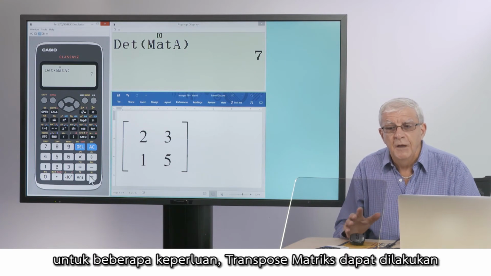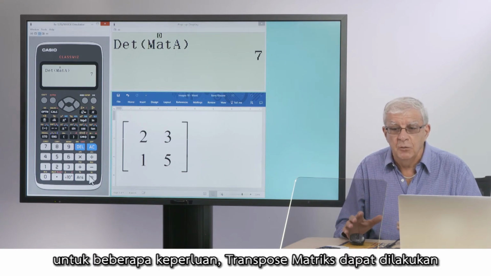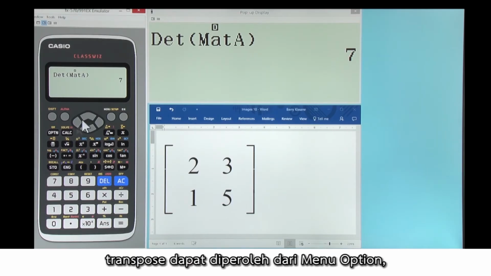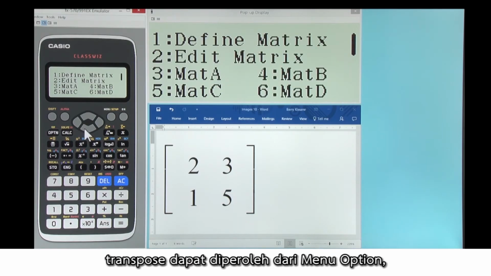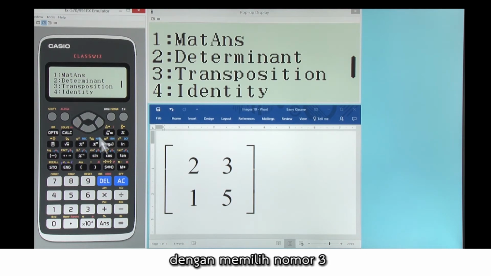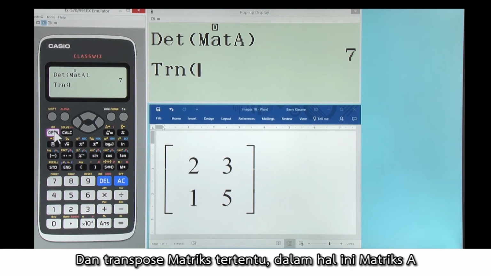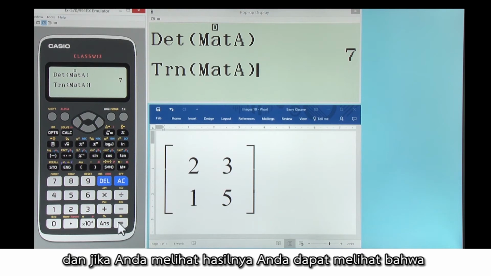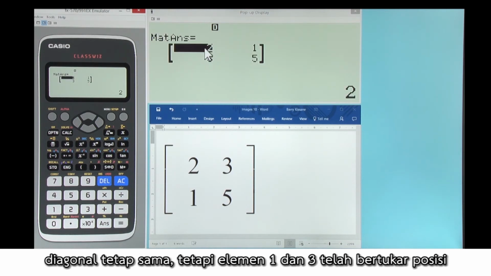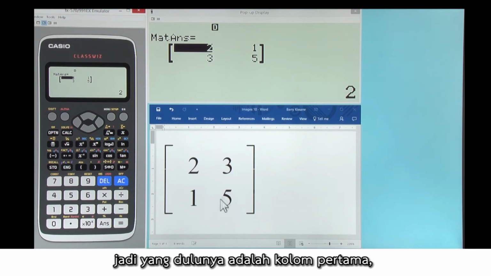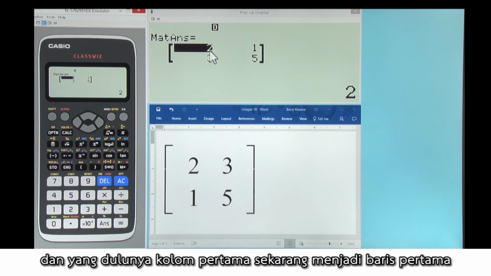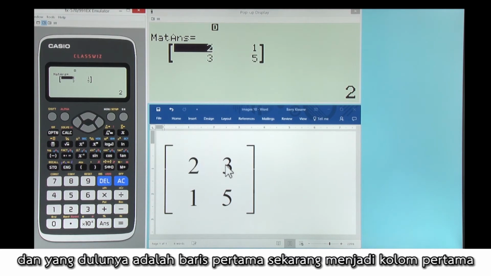For some purposes, a transpose of a matrix is useful, switching the rows and the columns. This is also obtainable from the option menu, transposition, which is number 3, and the transpose of the particular matrix, in this case of matrix A. And if you look at the result, you can see that the diagonals have stayed the same, but these elements 1 and 3 have been switched from here. So what used to be the first column is now the first row. And what used to be the first row is now the first column.